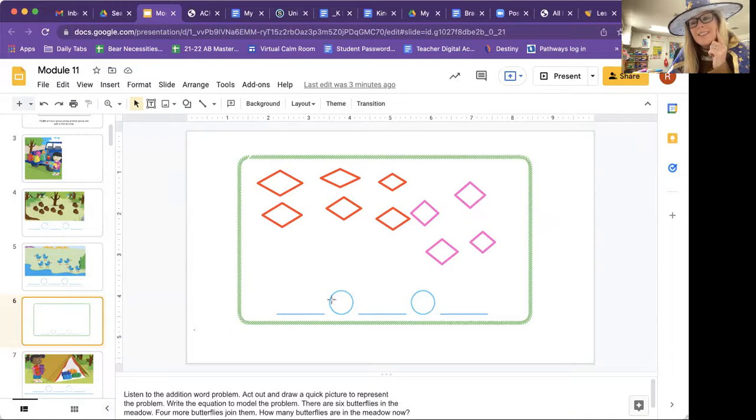So you need to write how many were there to begin with. Am I adding or taking away? Because 4 more came. And then it equals, how many are there now? All right, you can pause this while you're doing that.